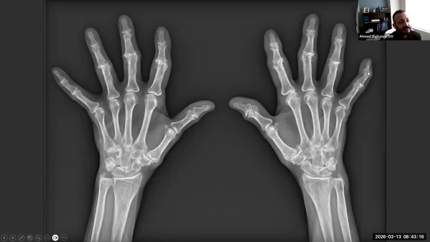You can see some significant joint space narrowing here as well along the DIPs. And those are probably the most common areas to develop it. You can also see it along the basal joint, or the CMC, right here as well. So these are more common areas to develop it.